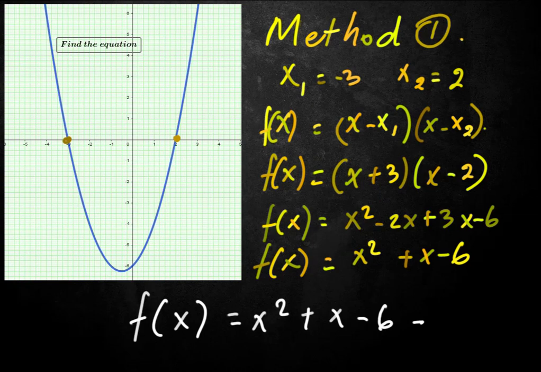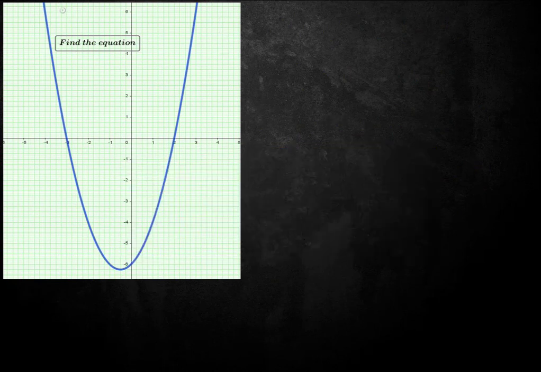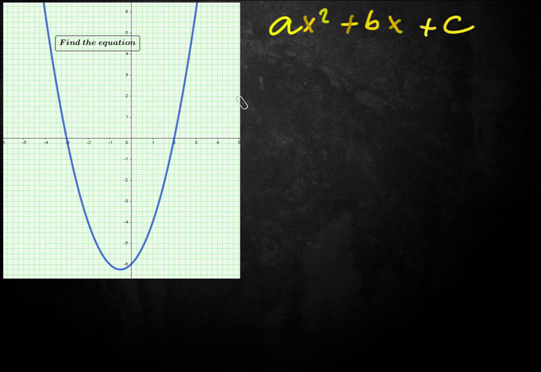Now let's go to method number 2, which I like better because it works in all situations. And sometimes when you have fractions, it's a better one. So if we have the relationship between these a, b, c, and the roots, we say that x1 times x2 is equal to c over a, and x1 plus x2 is equal to minus b over a. The problem is to find a, b, c.